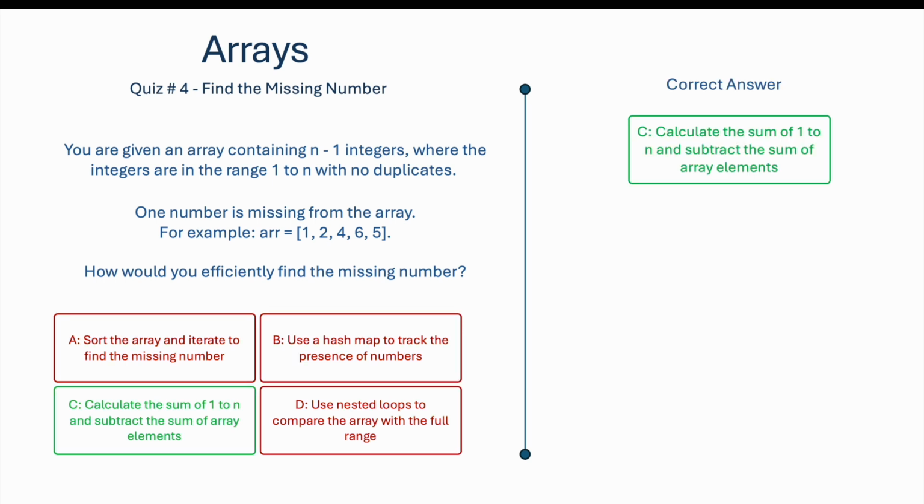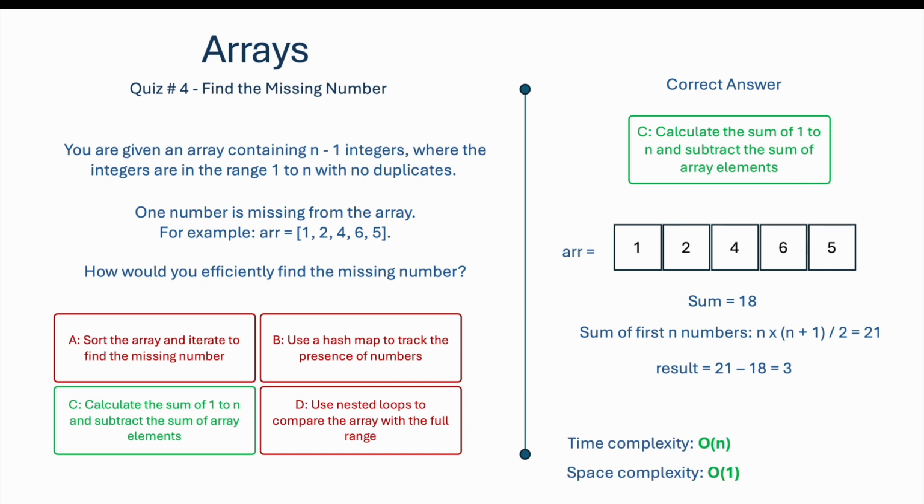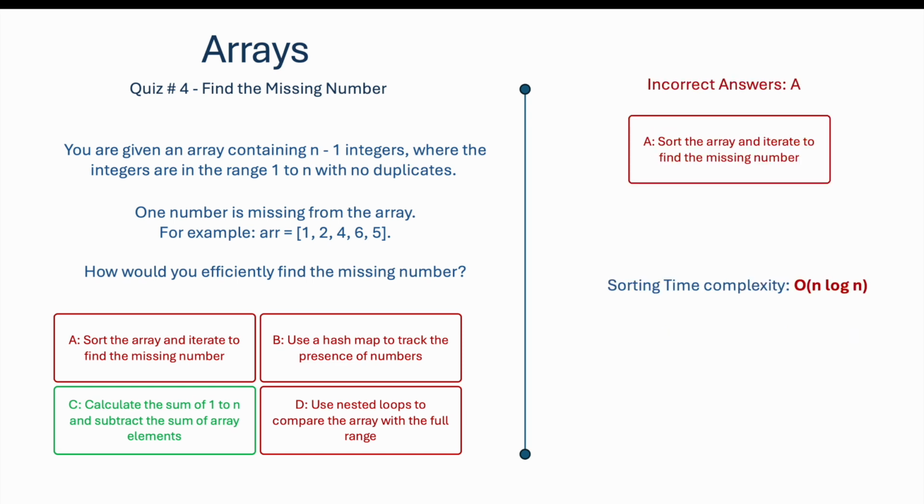The right answer is C. Calculate the sum of 1 to n and subtract the sum of array elements. This is the array as you see, 1, 2, 4, 6, 5. So the sum is 18. And the sum of the first n numbers, as we know, is n times n plus 1 divided by 2, which comes to 21. So the result is 21 minus 18, which is 3. The time complexity here is order of n and space complexity is order of 1.